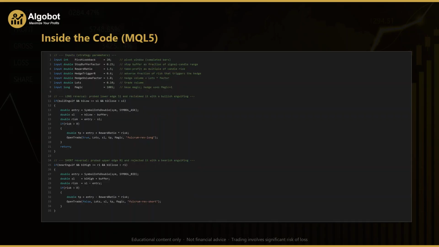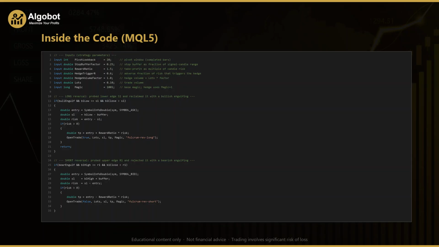Let's look at the actual MetaTrader 5 code on screen, the way you'd see it in MetaEditor. At the top are the inputs, the settings you can adjust. PivotLookback, default 20, sets how many completed bars define the pivot window. Stop buffer factor, default 0.25, adds a cushion to the stop as a fraction of the signal candle's range. Reward ratio, default 1.5, sets the take profit as a multiple of the trade's risk.